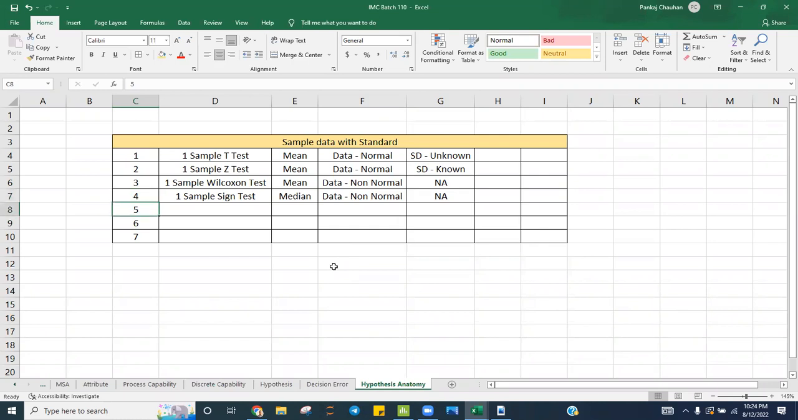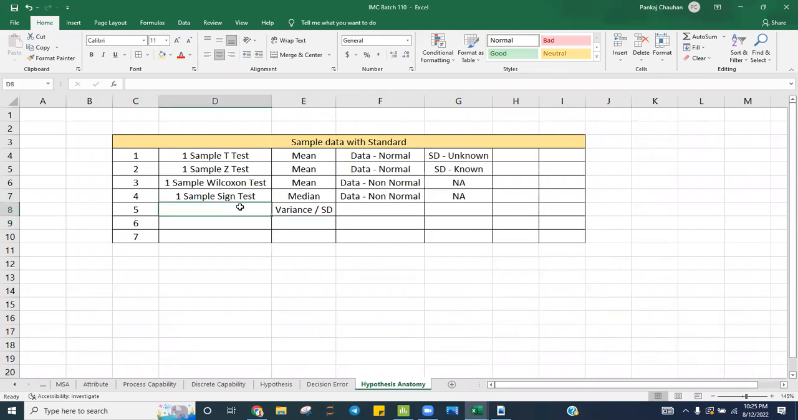In case you are looking for the variance comparison or standard deviation, both will be performed in the one test only, variance and standard deviation. For that, we use one sample variance test. In this case, whether your data is normal or not normal is not applicable, neither is your standard deviation. Straightforward, you can compare.